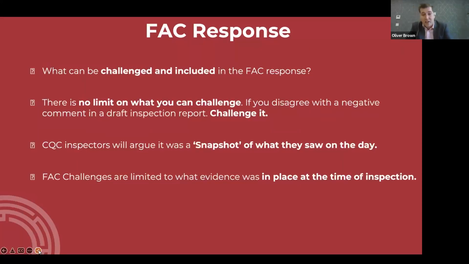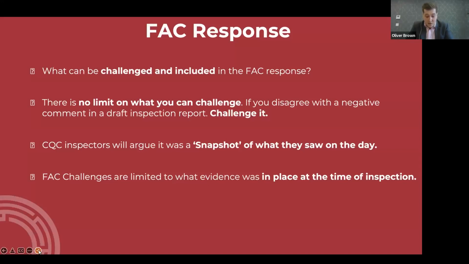So what can be challenged and included in the Factual Accuracy response? We typically sit down with a client and read out every single line from the draft inspection report that we've identified as negative. This is our starting point. We systematically work through these comments and take down detailed instructions from the provider, and find out whether they accept the comment made by the CQC or reject it. We would challenge every comment which a provider feels is unfair or does not agree with.